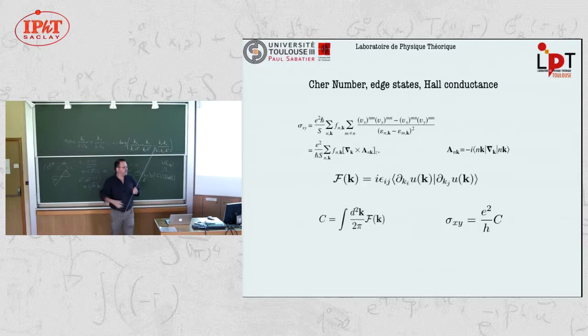And if you make this computation on the entire Brillouin zone of your filled band, then this is a topological invariant, which is called the Chern number. And in fact, it is an integer. And the Hall conductance is going to be given by the product of e squared over h times the Chern number, which is going to be an integer.